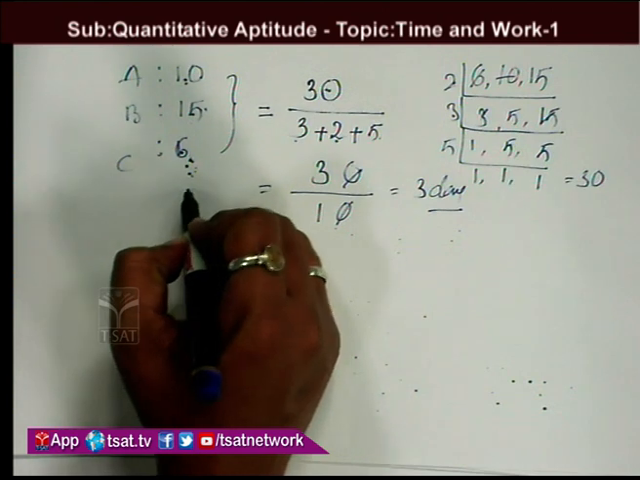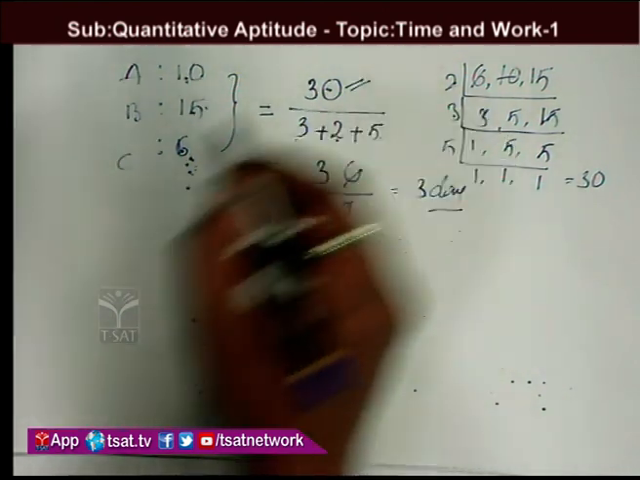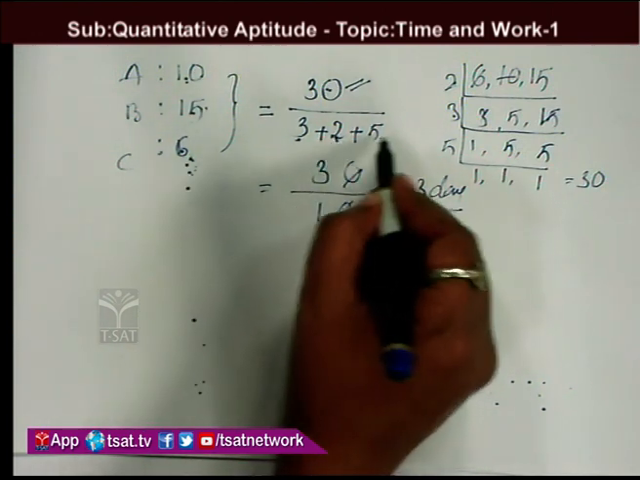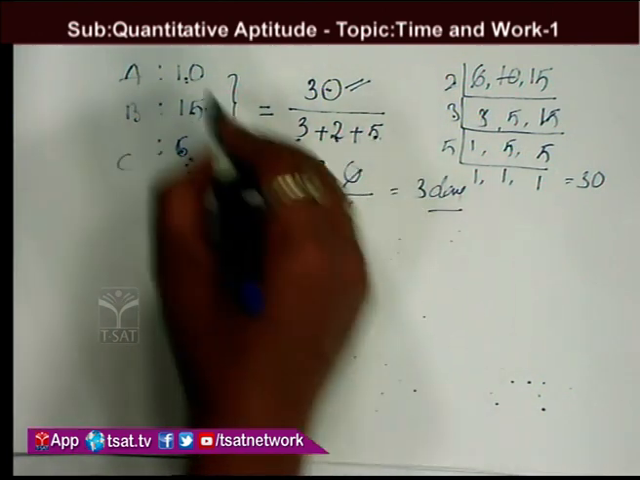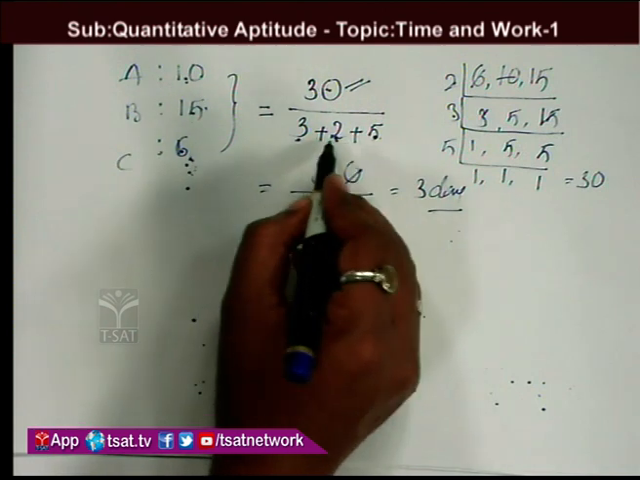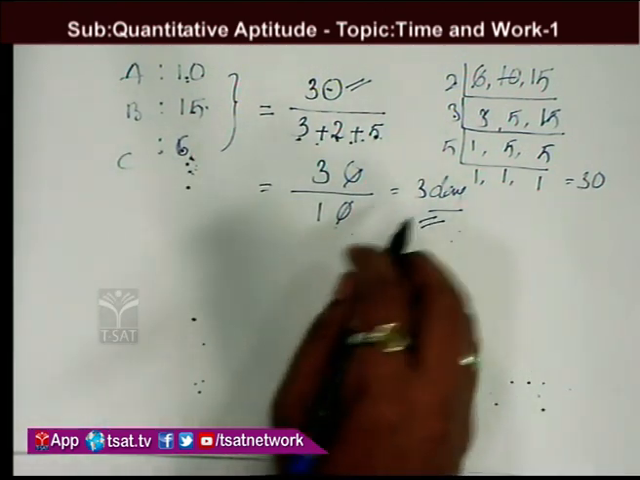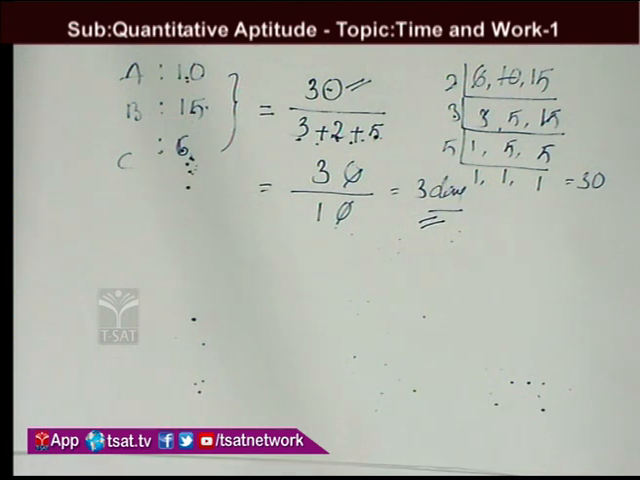we apply LCM in the numerator, LCM by A value, LCM by B value, LCM by C value in the denominator. Working together means addition of the values. In that way we find out A, B, C working together in this problem.